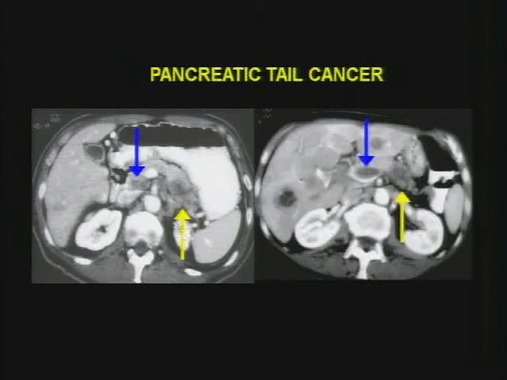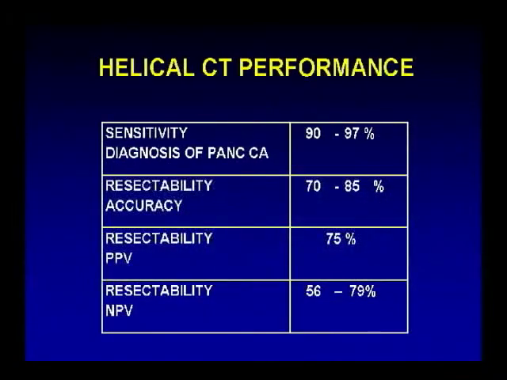And this patient already has liver metastases. Both patients have liver mets, adenopathy, and this patient actually has portal vein thrombosis as well. I went through the literature and looked at CT sensitivity for diagnosis of pancreatic carcinoma and then determination of resectability.